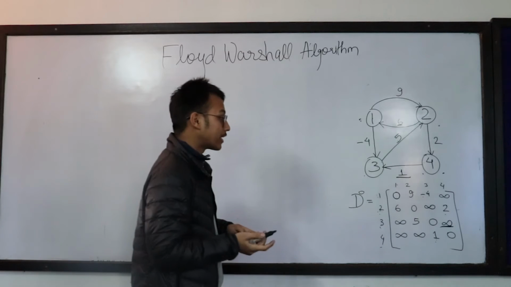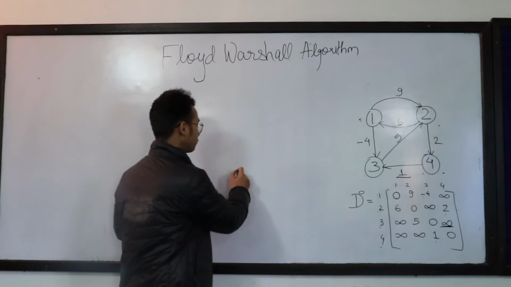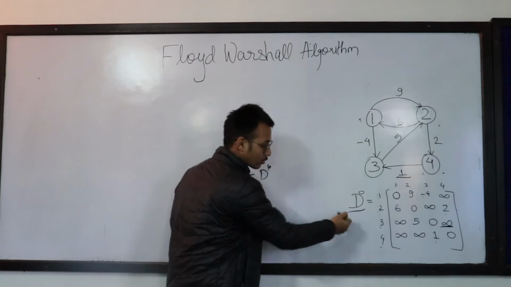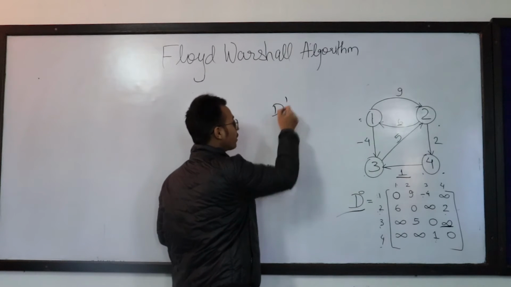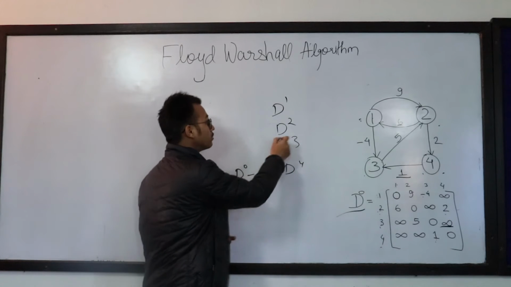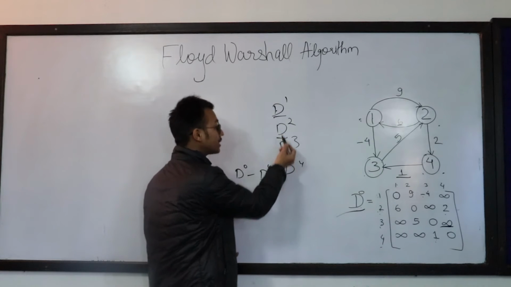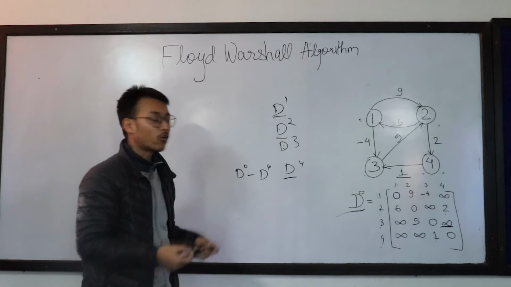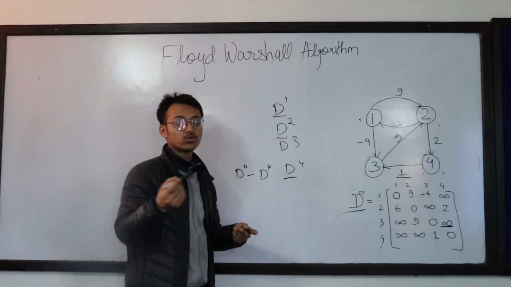So we need to create 5 matrices for this case, from D0 to D4, right? We have already calculated D0. We know how to find D0. So we need to find D1, D2, D3, and D4. For D2, D1 is the base matrix. For D1, D0 is the base matrix. For D3, D2 is the base matrix. And for D4, D3 is the base matrix. Further, Dakshata will explain how to calculate these matrices, and Nishad will show you the formula.